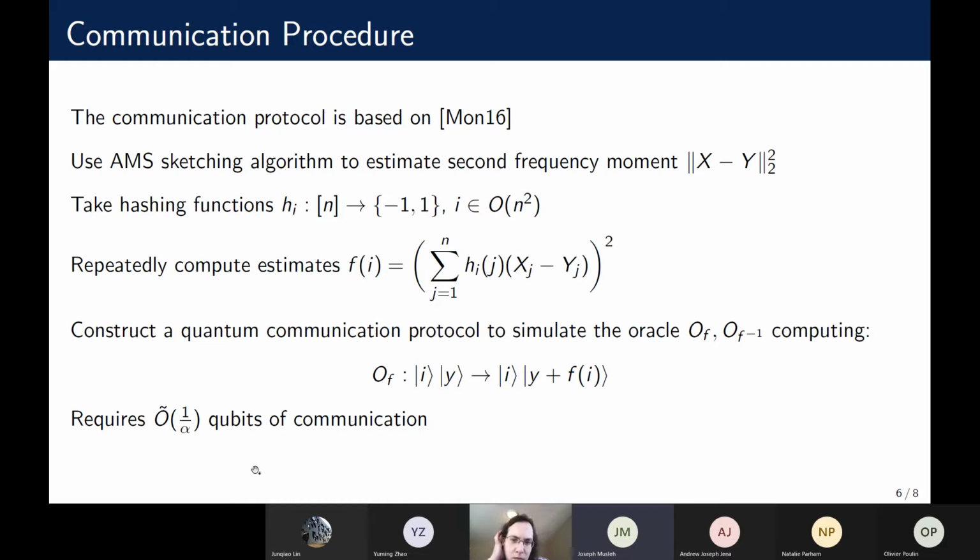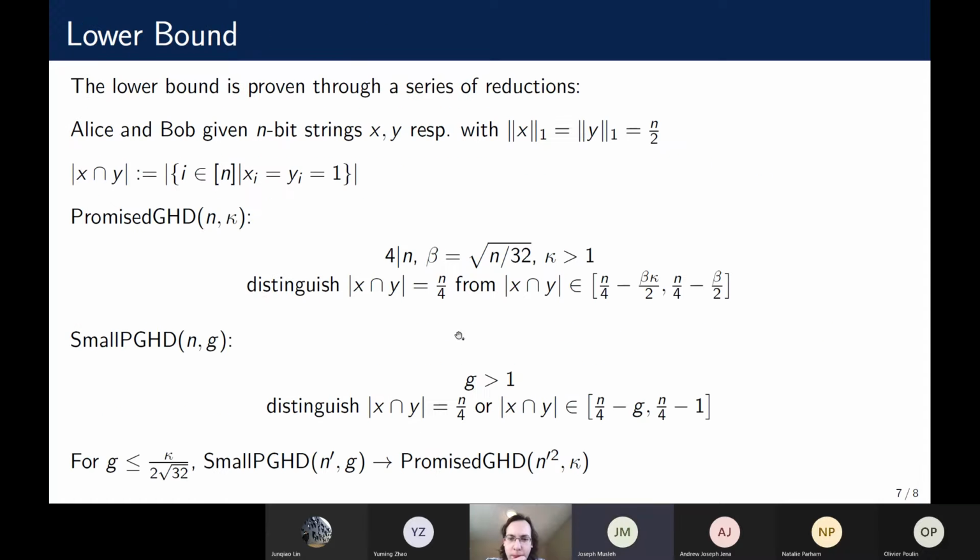And so, based on the analysis from the Montanaro paper, they show that this requires roughly 1 over alpha qubits of communication, which is an improvement over the classical protocol. And furthermore, they establish a lower bound. So this is done through a series of reductions.